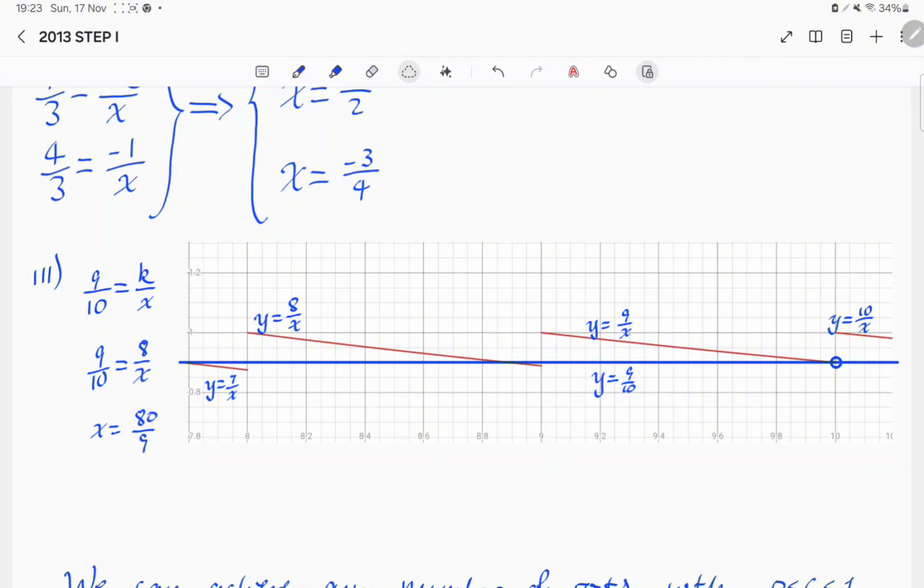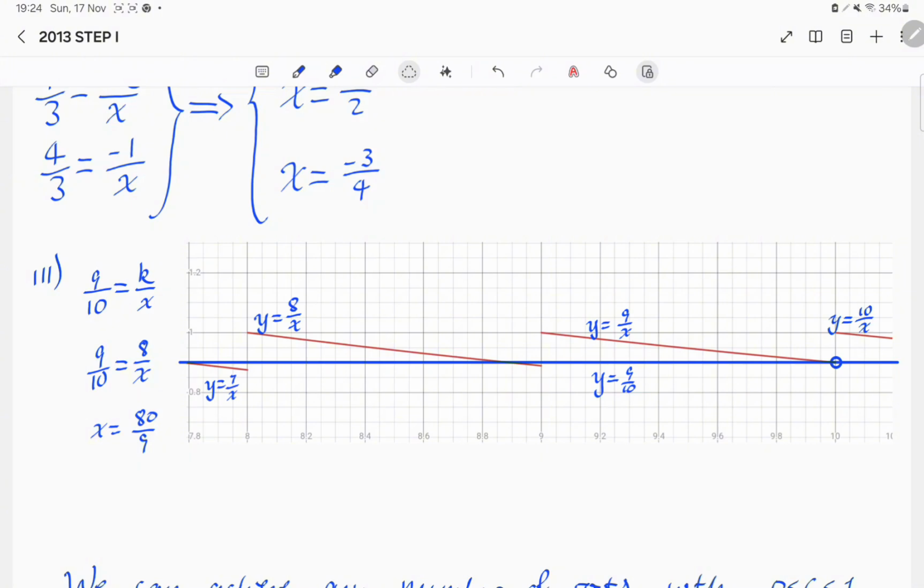Now we'll move on to part 3. Here we've got 9 over 10 is equal to k over x. If we plot y equals 9 over 10 on the Desmos graph, then it will seem to intersect our graph f of x at x equals 10.